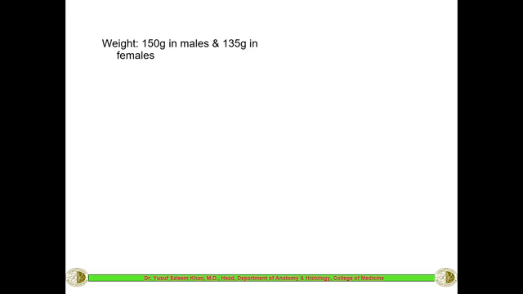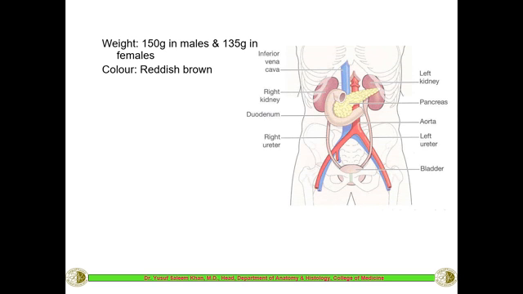The weight, as in most organs in the body, is slightly higher in males compared to females. It is almost 150 grams in males and slightly lower in females, almost 130 to 135 grams. And if you see the color, they are almost reddish brown in color, as you can see here.